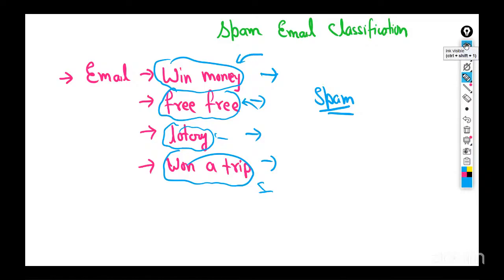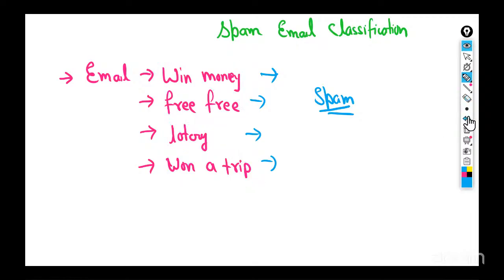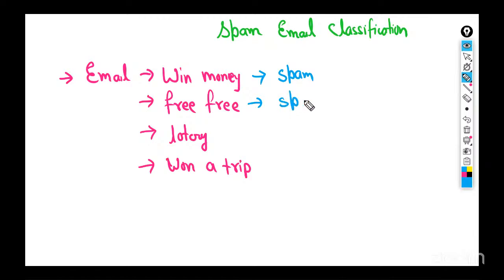But now, with the help of machine learning, there is no need of doing this kind of code. There's no rule base. So we will create a data set. For example, for "win money," I will call it spam. For "free," again I will call it spam. For "lottery," again spam. Next, "won," I will call it spam.